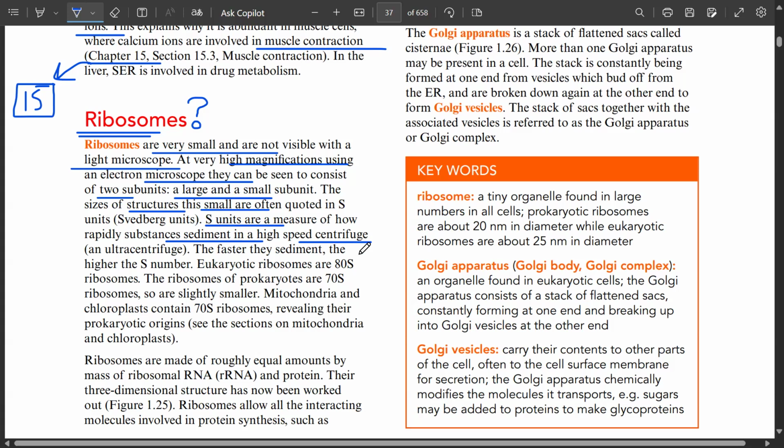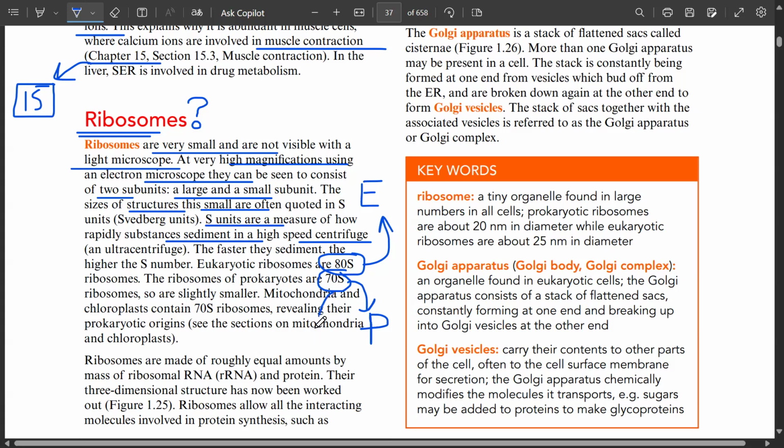Now there are two types and two sizes of ribosomes, 80S and 70S. 80S ribosomes are present in eukaryotes. Can you give me any examples of eukaryotes that you've studied in IGCSE? Human, animal, plants, good, fungi. And 70S ribosomes are smaller ones. They are present in prokaryotes. Give me an example of a prokaryote. Bacteria. Good job.